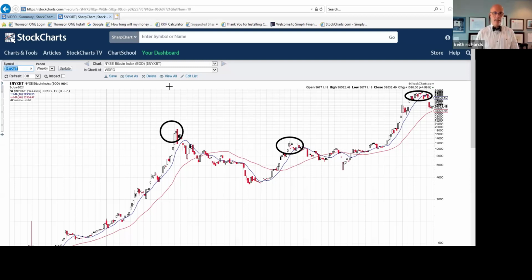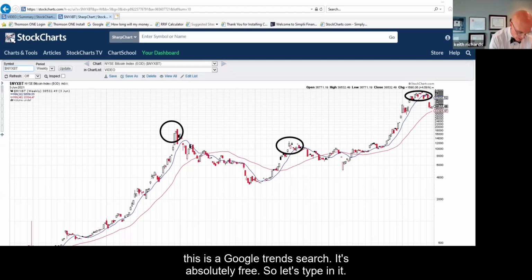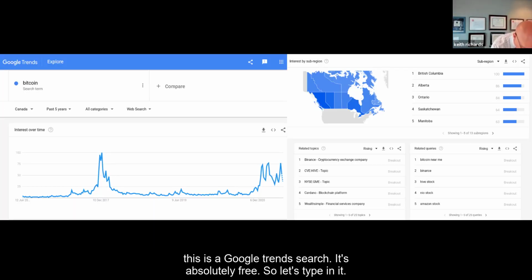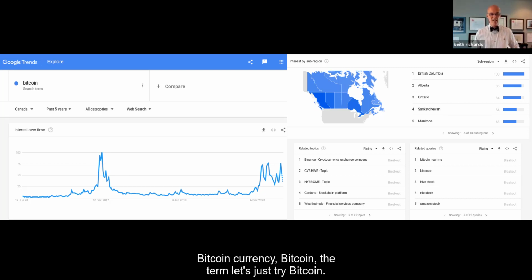Okay, let's now look at the Google search. Now this is the Google Trends search. It's absolutely free. So let's type in Bitcoin. Okay, now you'll notice it comes up with lots of different things, Bitcoin currency, Bitcoin, the term. Let's just try Bitcoin, and it provides what we're after.